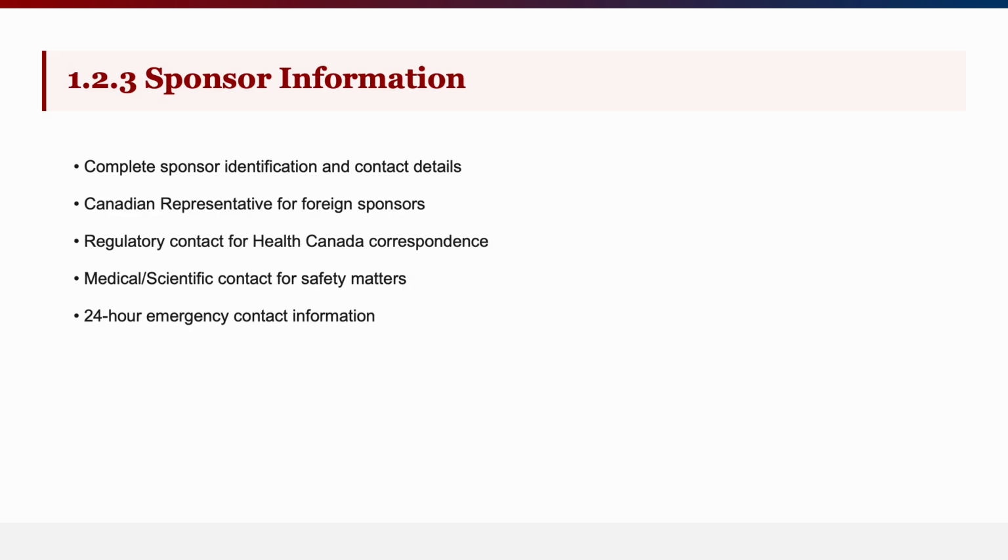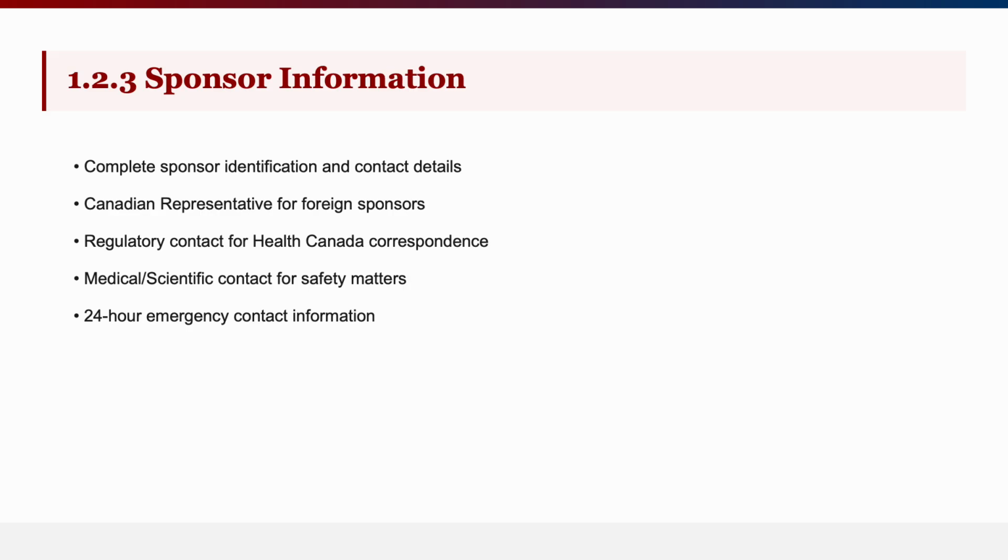If the sponsor is located outside Canada, a Canadian representative must be designated. The Canadian representative acts as the sponsor's agent in Canada and must be authorized to act on the sponsor's behalf in all regulatory matters. This representative must have a Canadian address.